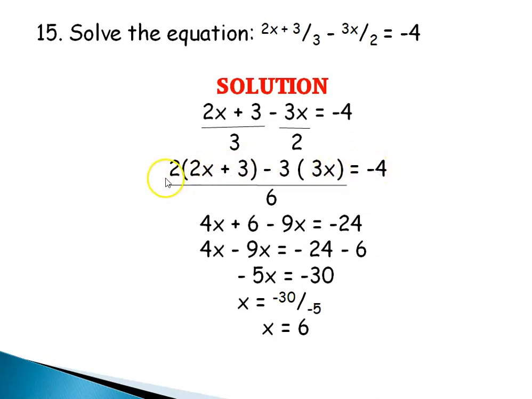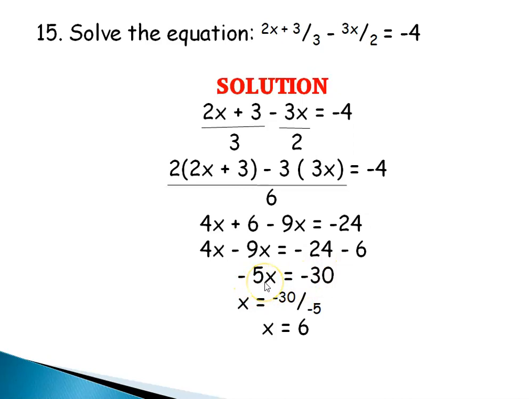So let's open the brackets. 2 times 2x is 4x. 2 times 3 is plus 6. Minus 3 times 3x is minus 9x. And I'll cross multiply this. 6 times minus 4 will give me minus 24. Is that taken? Let's bring all the x to the left hand side while all the numbers come to the right hand side. So I have 4x minus 9x, and then this 6 comes this way, it becomes minus 6. So minus 24 minus 6. 4x minus 9x is minus 5x. Minus 24 minus 6 is minus 30.